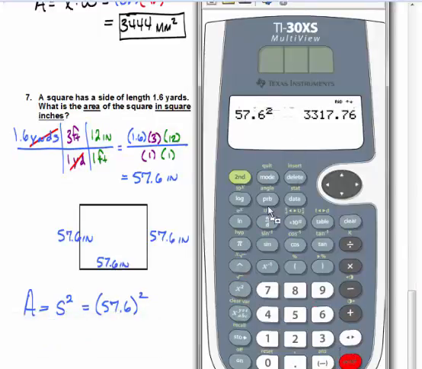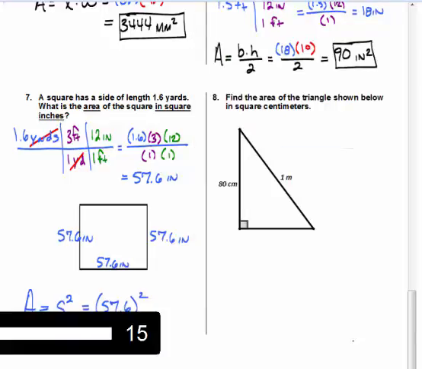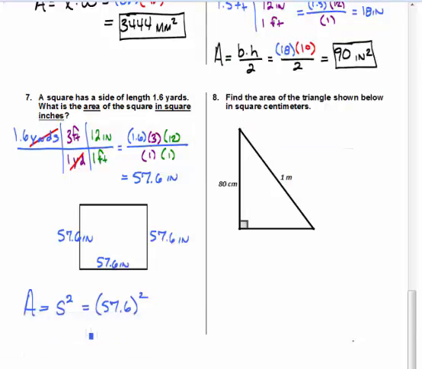and get 3317.76. Let me write that down really quick, guys. So this would be equal to 3317.76 square inches.